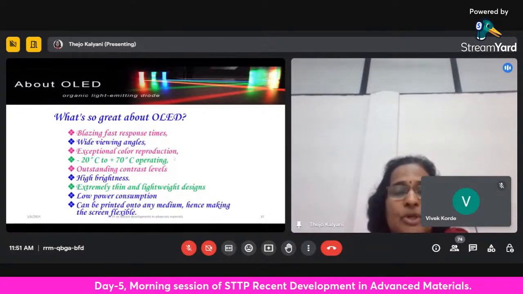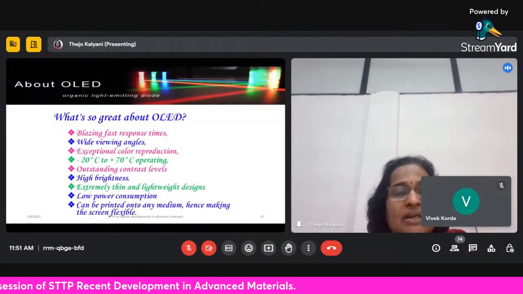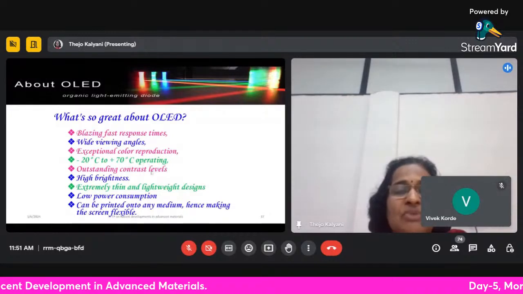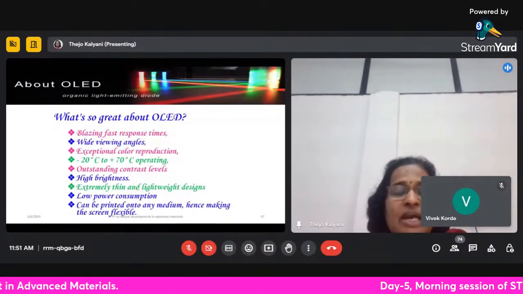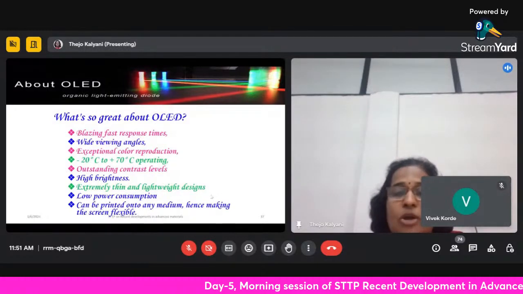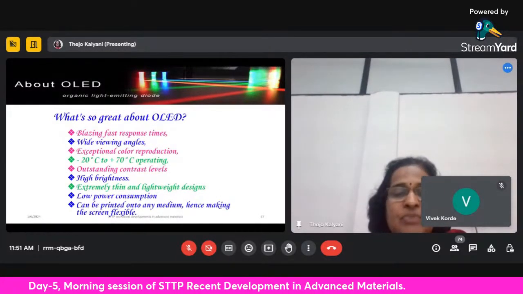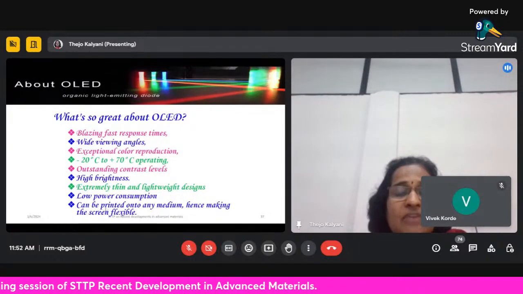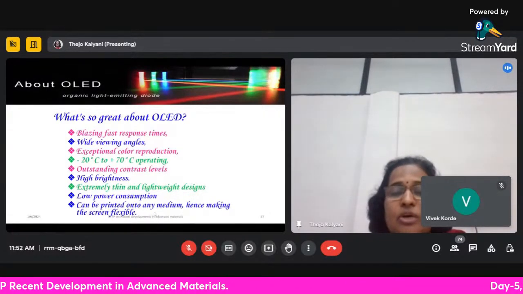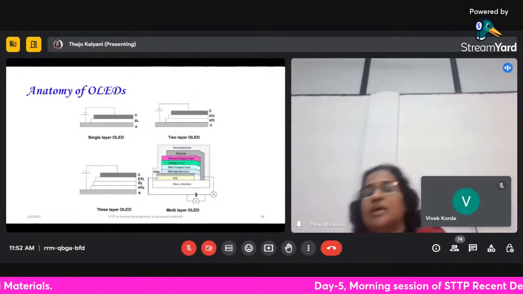The color reproduced by these displays is exceptional. They can be operated at lower as well as higher temperatures with good contrast and brightness. They are extremely thin and even lighter in weight. The thickness of the device is almost 1 micrometer. They consume less power. As I said, they are flexible because they can be printed onto any medium, and we can see rollable displays in the future.